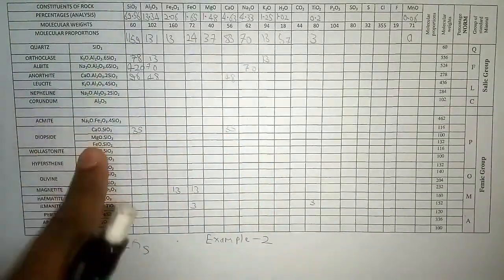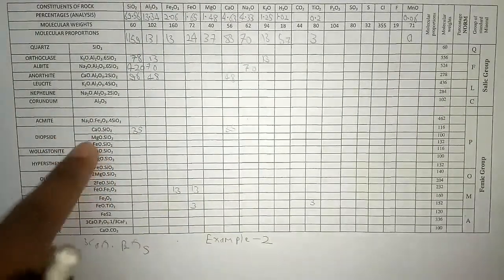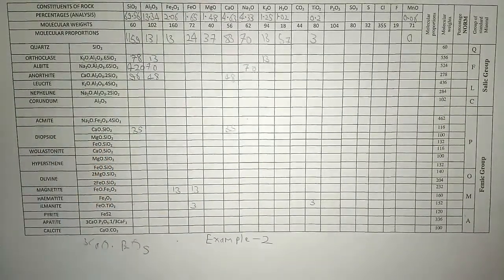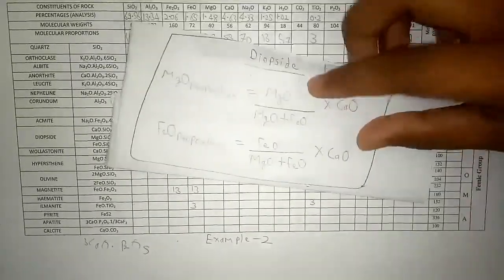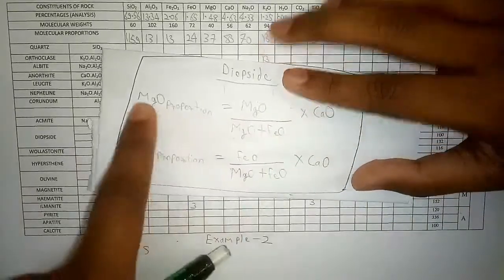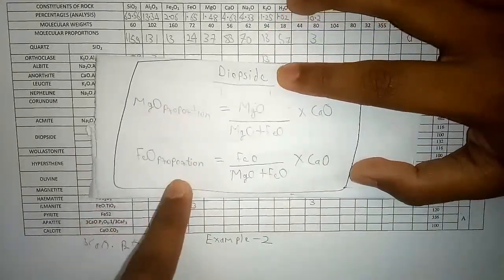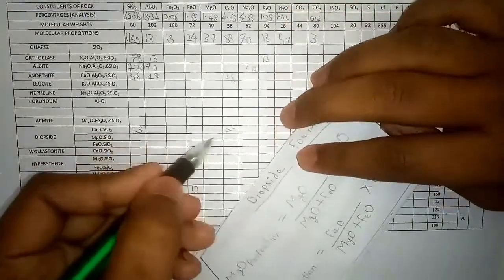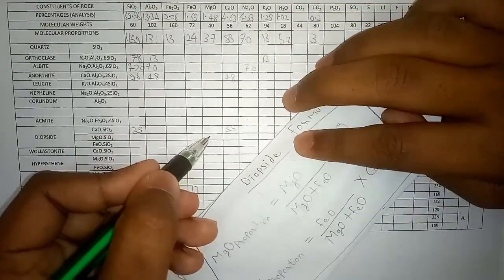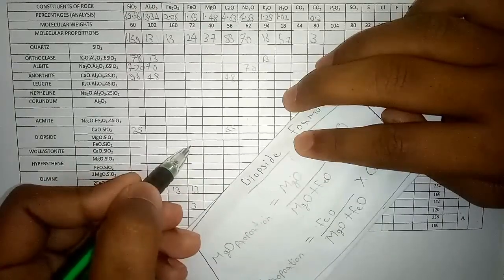So friends, now we have to calculate how much MgO and FeO we will be giving here. So there is a formula for this. I will show you the formula. This is the formula. MgO proportion, FeO proportion, right? MgO proportion will be the number that you have to write in the MgO section, and FeO proportion will be the number that you have to write in the FeO section.